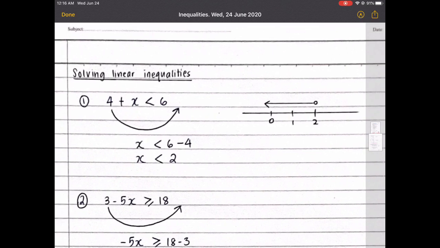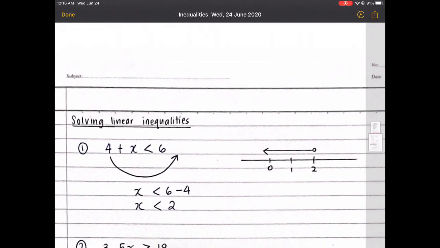Let's look at this first example first. This is a simple inequality. It's just 4 plus x is less than 6. So how do you solve for the inequality of x, the range of x? The same method is applied just like you're solving algebraic linear equations. So you're going to move 4 to the other side so that you are left with x. And then as usual, you do this operation, which is 6 minus 4, and you get 2.